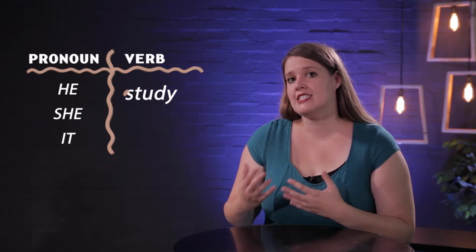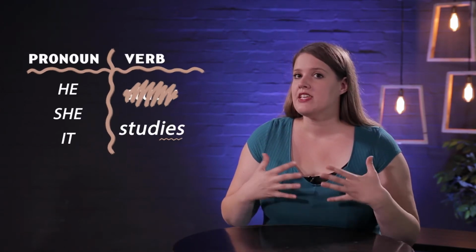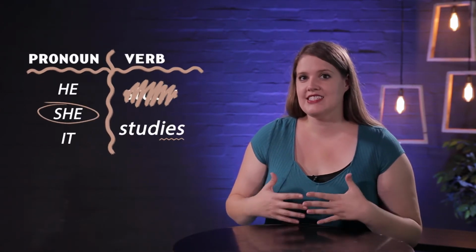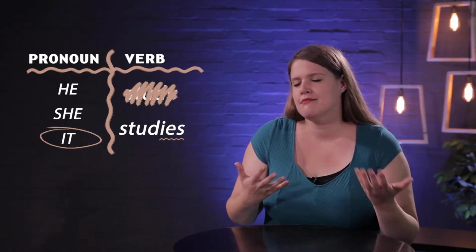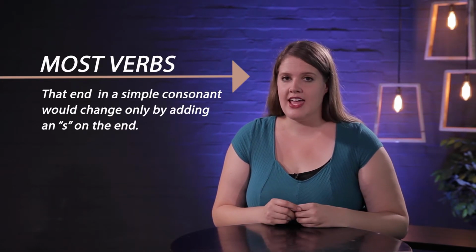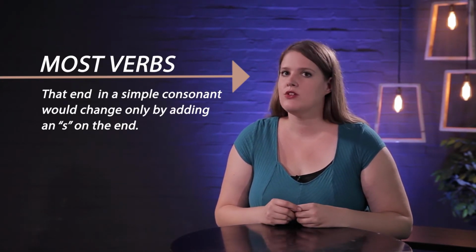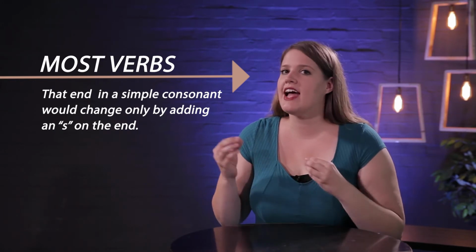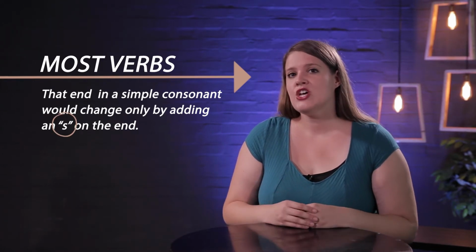So in this case, we would change study to studies. He studies, she studies. It studies, if an it can study. So here are the general rules or guidelines for how you can know which way to conjugate the verb in the third person pronouns. Most verbs that end in a simple consonant will change only by just adding an S on the end. So for example, the verb listen.